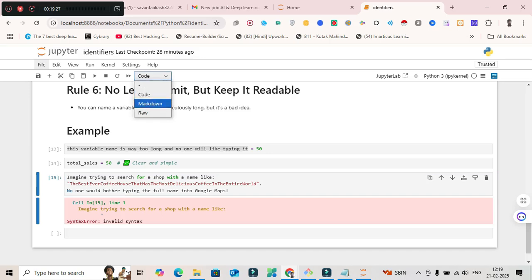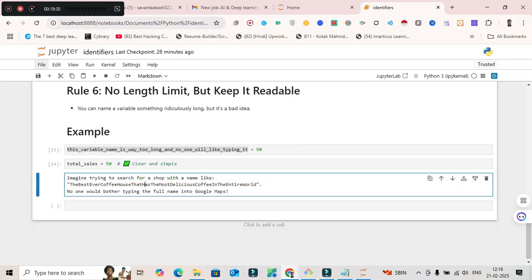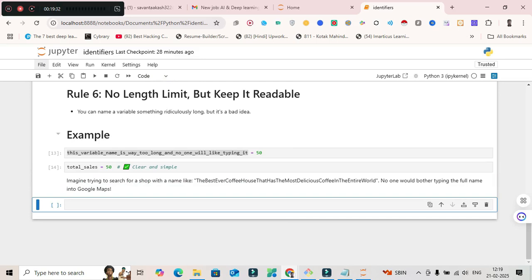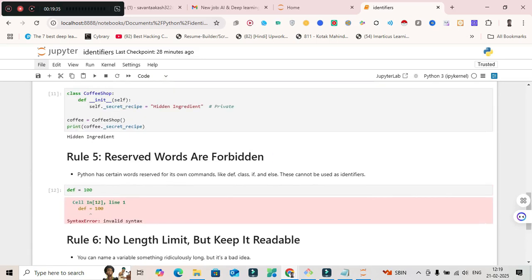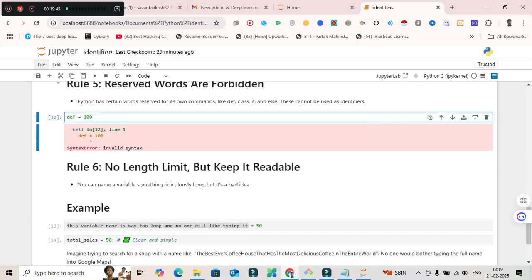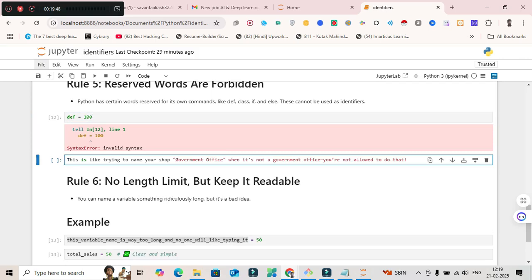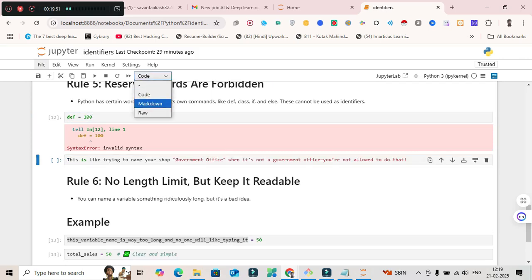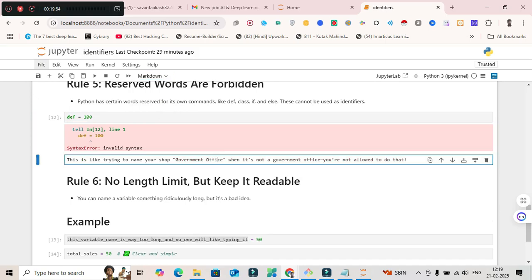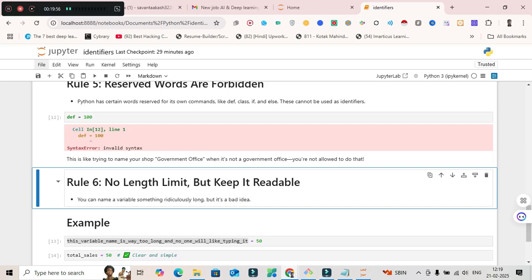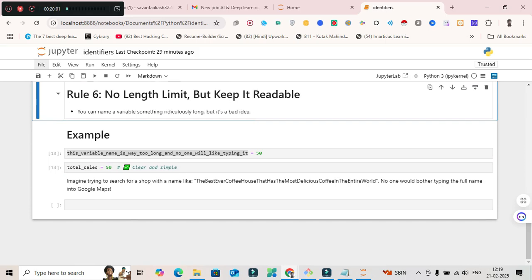So I will just make it as a markdown, so it will be easy, correct? We have reserved words are forbidden, and also we had something else. Certain things we'll add as a markdown, so whenever you watch this particular thing, you will understand it as a whole. Okay, so this is rule number 6.